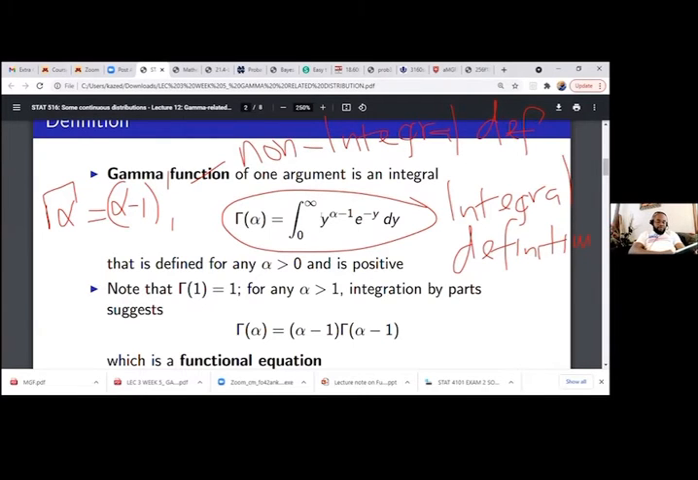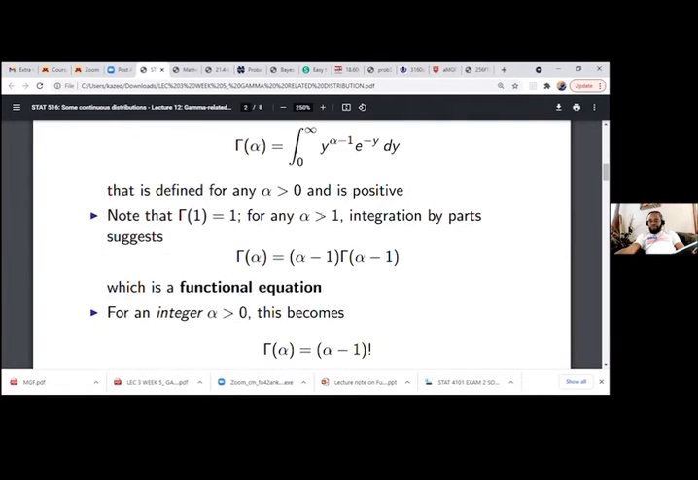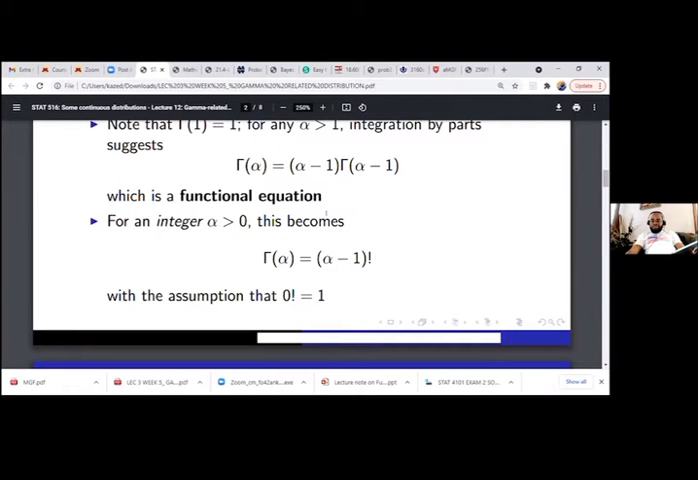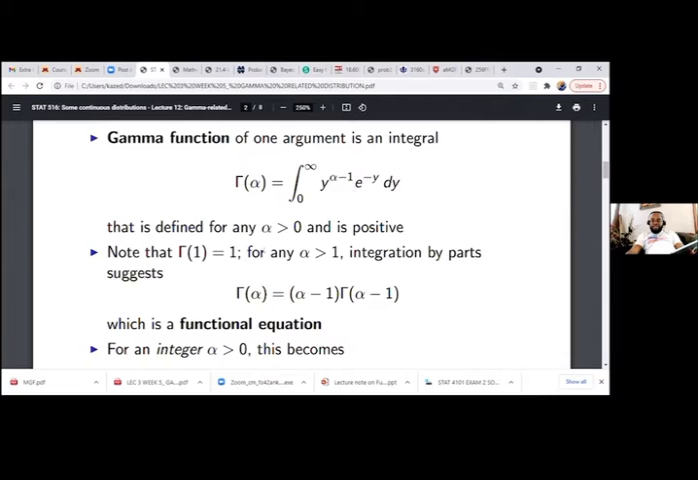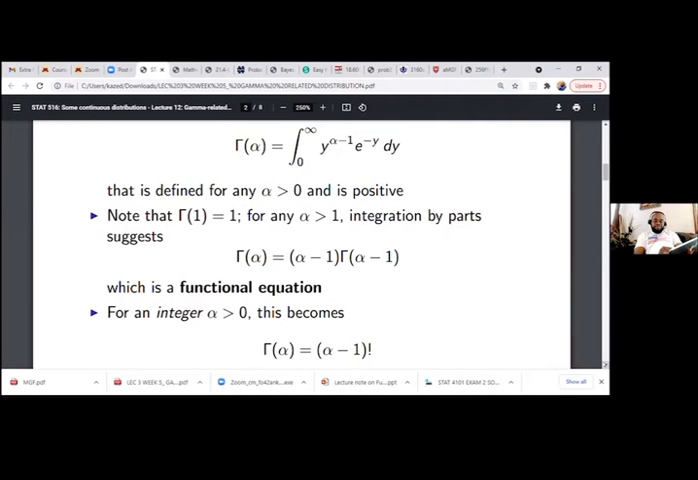Now you've seen the gamma function. I think I've shown you now, right? So like I said, this is a non-integral definition, and this is the integral definition. But you know what? The integral definition is equal to the non-integral definition. So what I'm trying to say is that this guy here is also the same thing as alpha minus 1 factorial. That's what I mean. Integral definition equals non-integral definition.